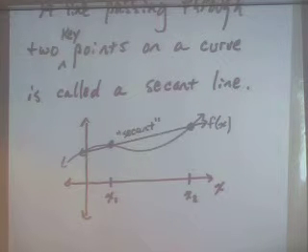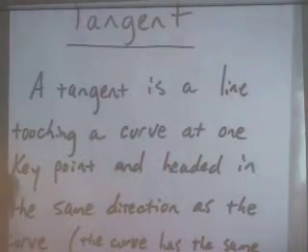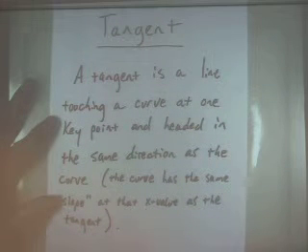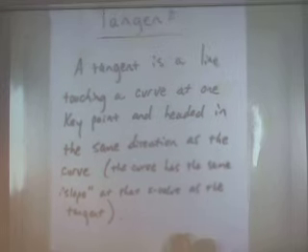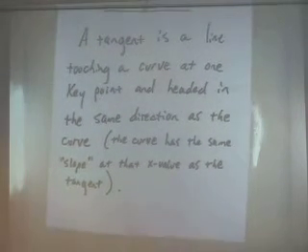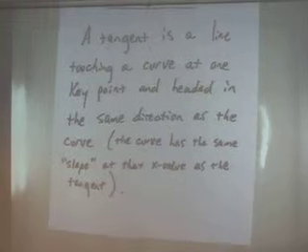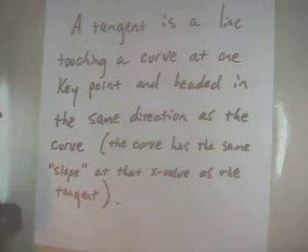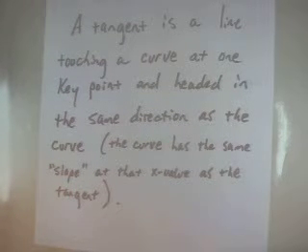Now, another type of line that will be important to us is a tangent. A tangent's a little bit more complicated. It's got a little bit more to its definition. A tangent is a line touching a curve at one key point, not two key points as in the secant, but at one key point, and headed in the same direction as the curve.